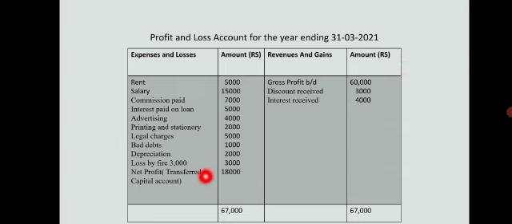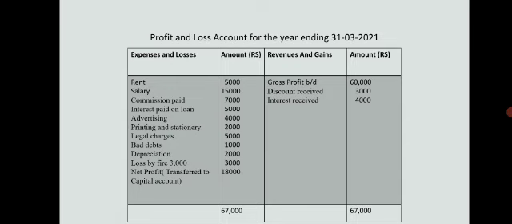So the difference is 18,000, which is a credit balance. Means the credit side total is more, so you will get a credit balance, which you will write on the debit side, and that amount, 18,000, the difference, you will write as net profit. Now that net profit you will transfer to the capital account. So your answer here is, balancing figure is net profit, amount is 18,000. So this is the way we prepare the profit and loss account.